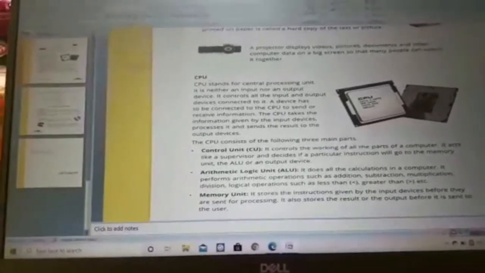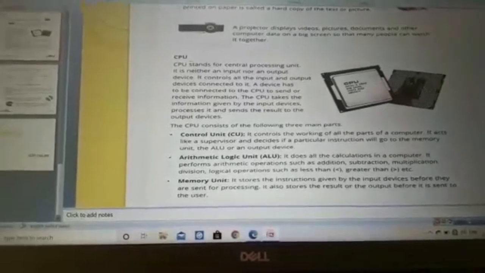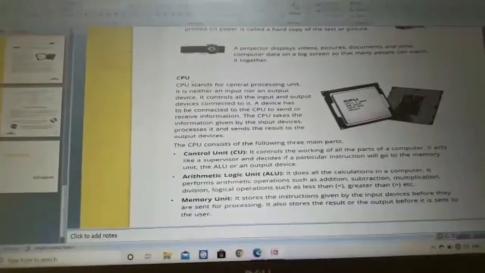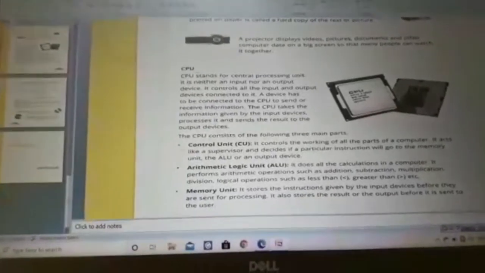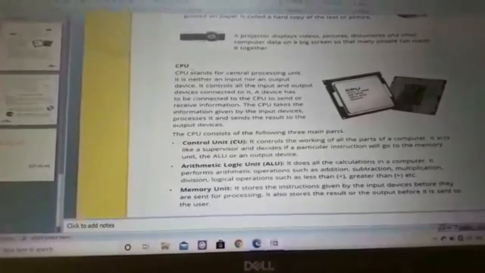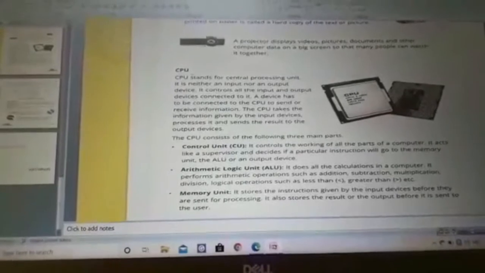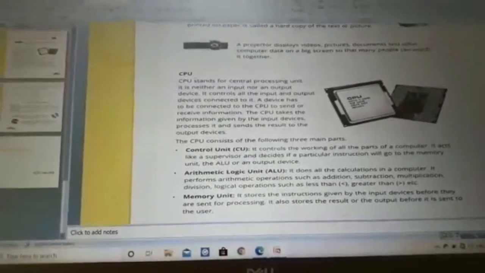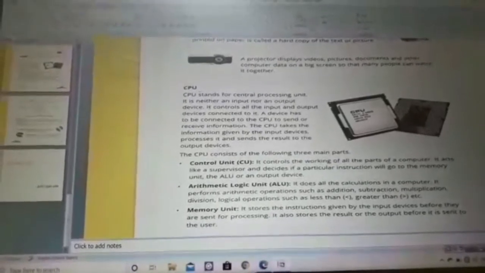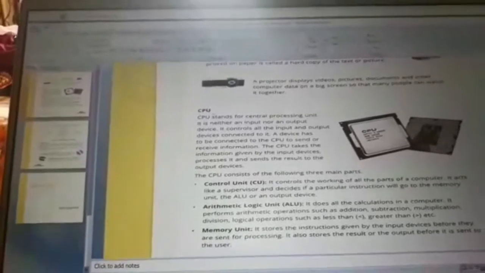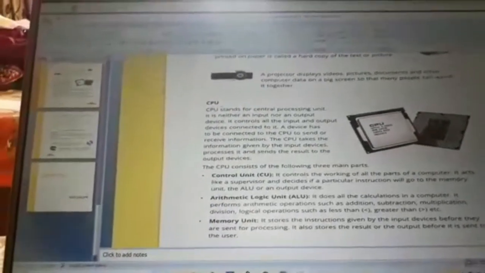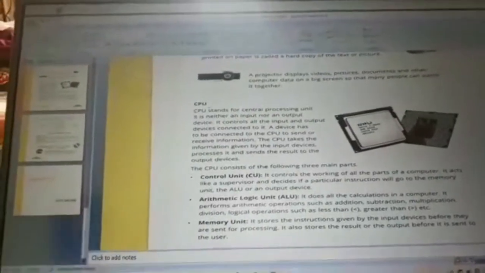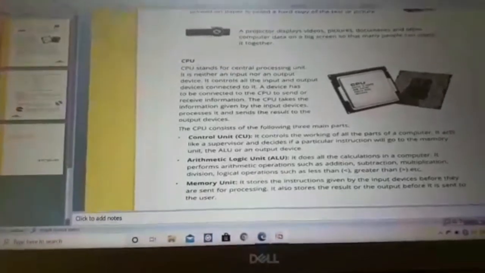The next one is memory unit. It stores the instructions given by the input devices before they are sent for processing. It also stores the result of the output before it is sent to the user. ओके, सो इनपुट डिवाइसेस इंस्ट्रक्शंस और जो डेटा है वो सेंड करती हैं to the computer. Now मेमोरी यूनिट का काम क्या है, जो भी इंस्ट्रक्शंस इनपुट डिवाइसेस देते हैं उस इंस्ट्रक्शंस को स्टोर कर लेना। Then the result given by the output devices is also stored by the memory unit. तो मेमोरी यूनिट में यानी कि सब स्टोर हो जाता है मेमोरी में, फ़ोन की मेमोरी में सब स्टोर हो जाता है। ऐसे ही कंप्यूटर की मेमोरी यूनिट में, CPU के मेमोरी यूनिट में सब कुछ स्टोर हो जाता है, instructions given by the input devices and the result given by the output devices. Everything gets stored in memory unit.